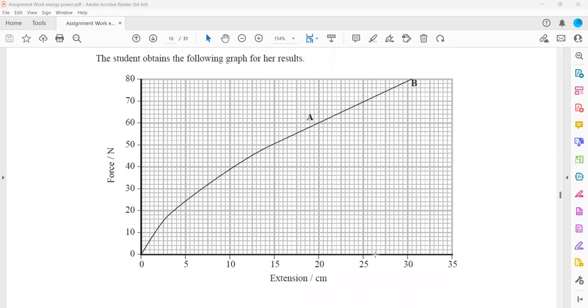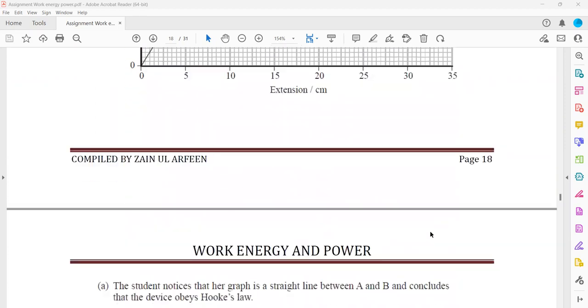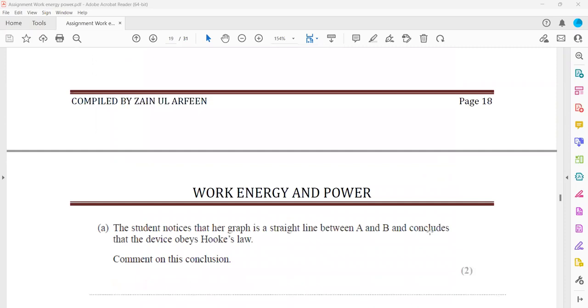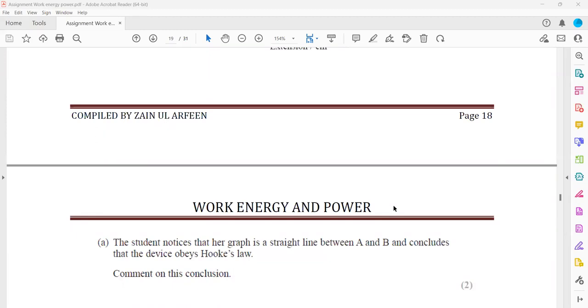The student obtained this graph, a force and extension graph. The student noticed that her graph is a straight line between A and B and concluded that the device obeys Hooke's law.